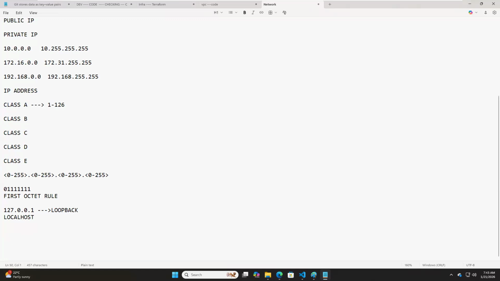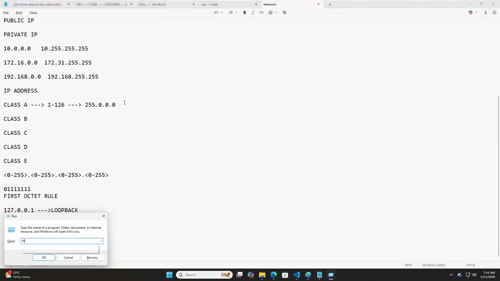The first octet rule says that in the first octet, if you put the first number as 0 up to the maximum, whatever value you get will be the range of your class. So class A ranges from 1 to 126. Even though 127 comes under the loopback address, we can just ignore it. The default subnet mask for class A is 255.0.0.0. This is already assigned for class A.